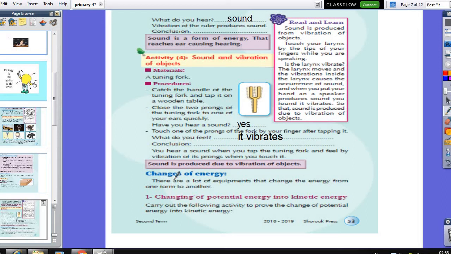We have also changes of energy from one form to another, like changing from potential energy into kinetic energy, like in the toy car, when we rotate the spring, so you do work. This work is stored inside the spring. So here this is potential energy, and when you leave it, the toy car will move.